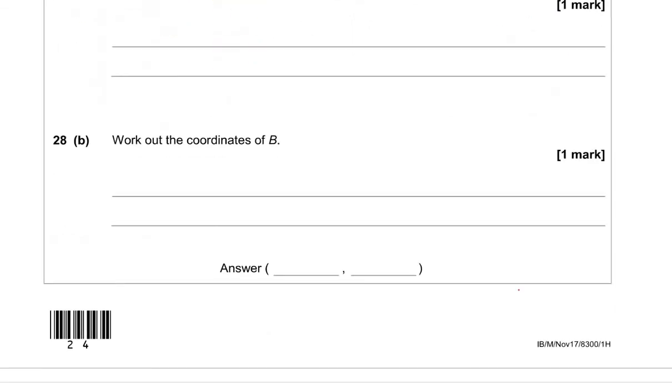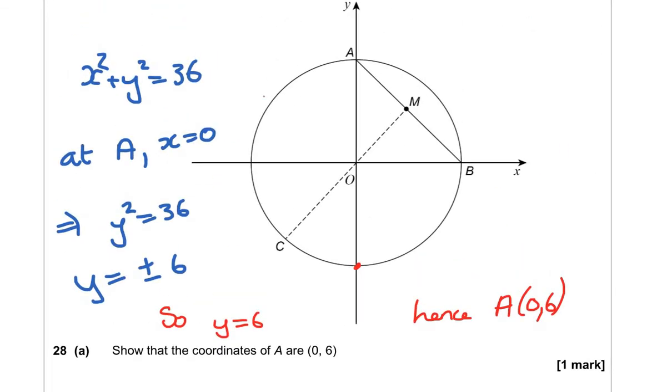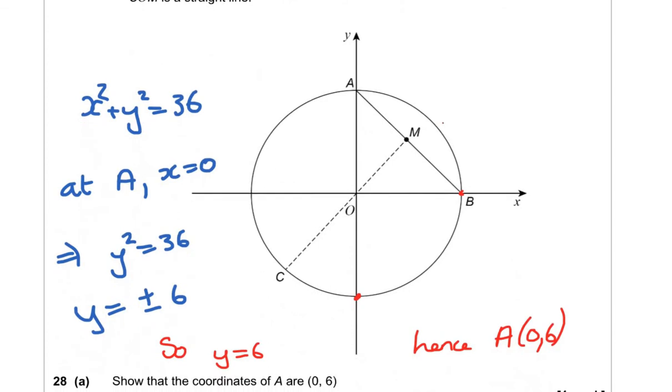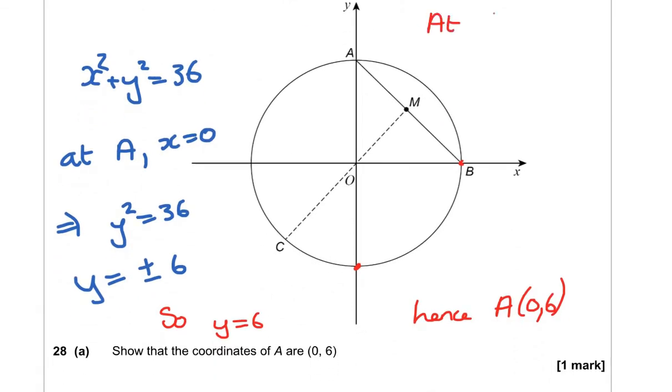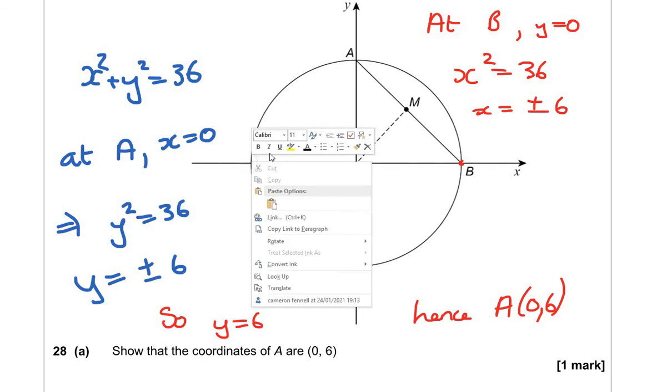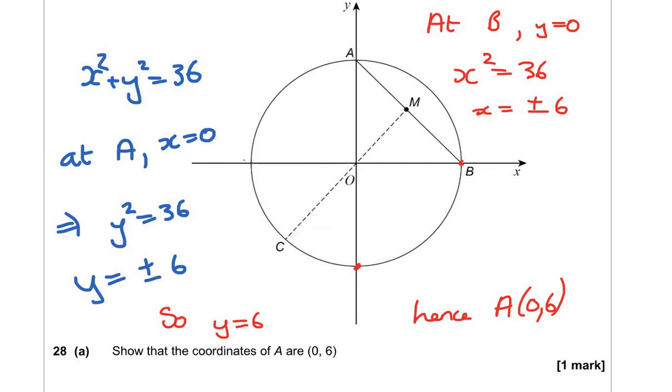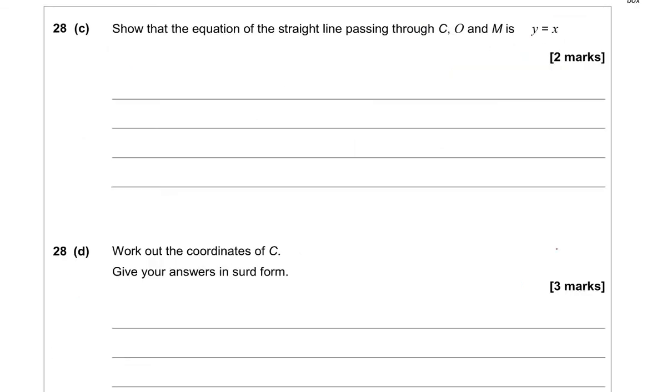Good. Right, work out the coordinates of B. Again, similar process. So that's this one. We were told at B, it's on the x-axis, so at B, y equals 0 this time. So we get x squared is 36. And so x is plus or minus 6. But again, if x were minus 6, that would be this point here. So we can rule out x being minus 6, so x equals 6. And hence B is 6, 0.